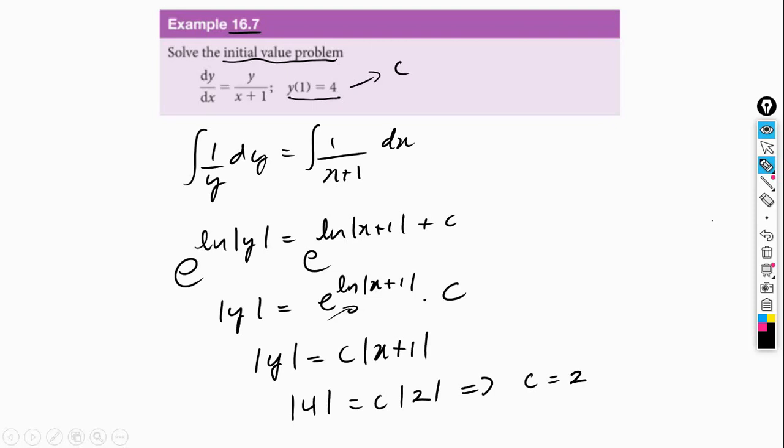So then what we have now is the absolute value of y is equal to 2 times the absolute value of x plus 1. But then using the properties of the absolute value, we know that this is the same as saying y is equal to plus or minus 2 times x plus 1.